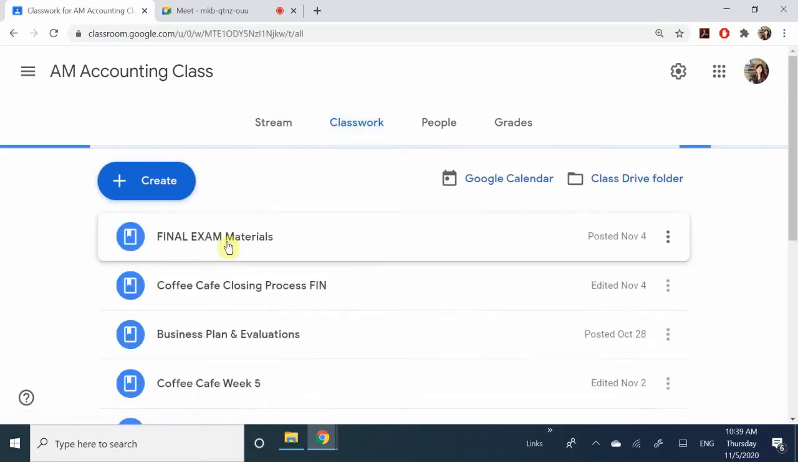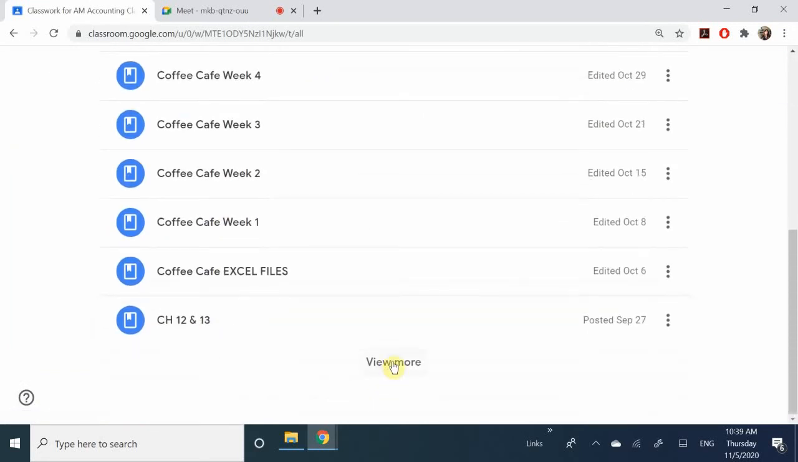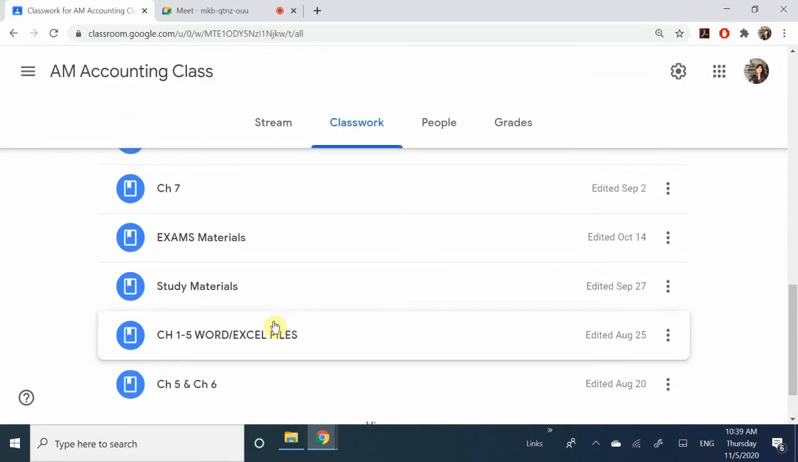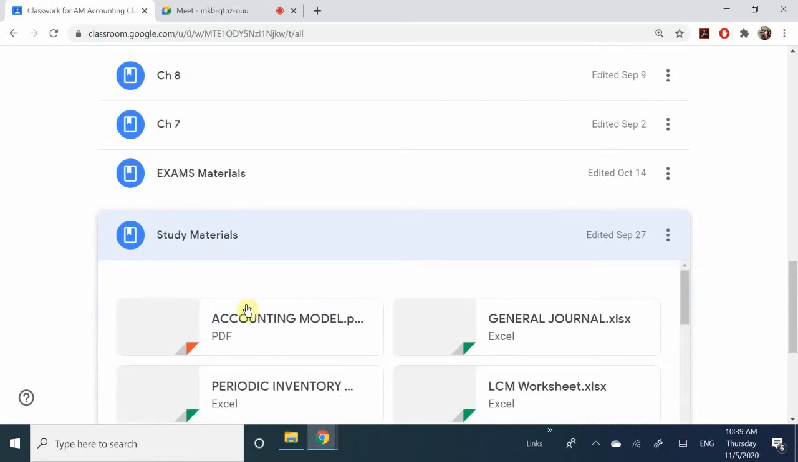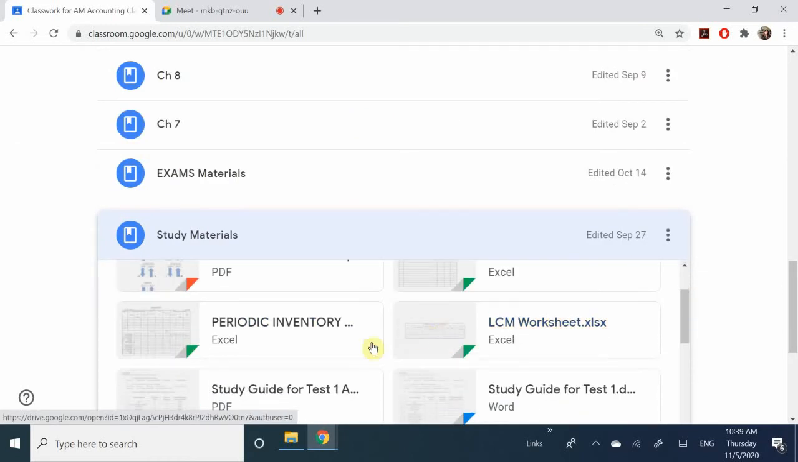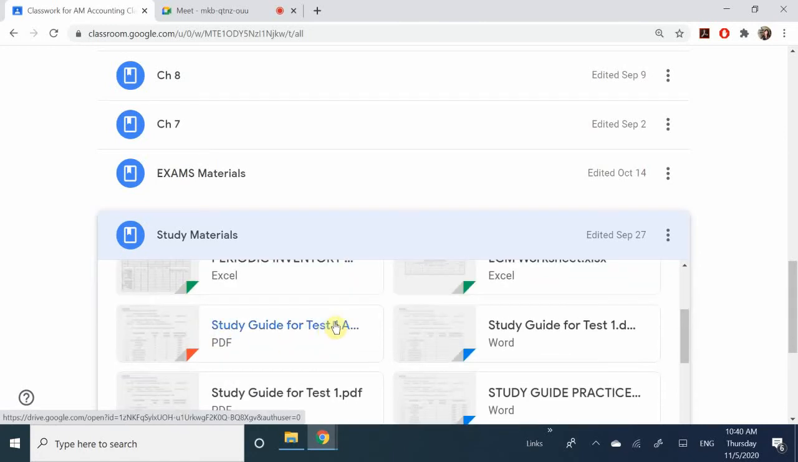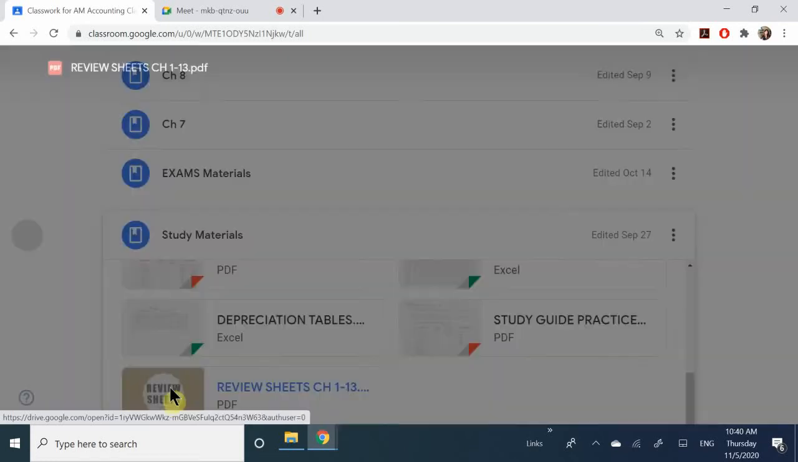On the Google Classroom, you have the review study materials for pretty much everything that you need for the final exam. You see the chapter study materials. I've also uploaded everything that you need, such as the accounting model to help you journalize. You have your review sheets.